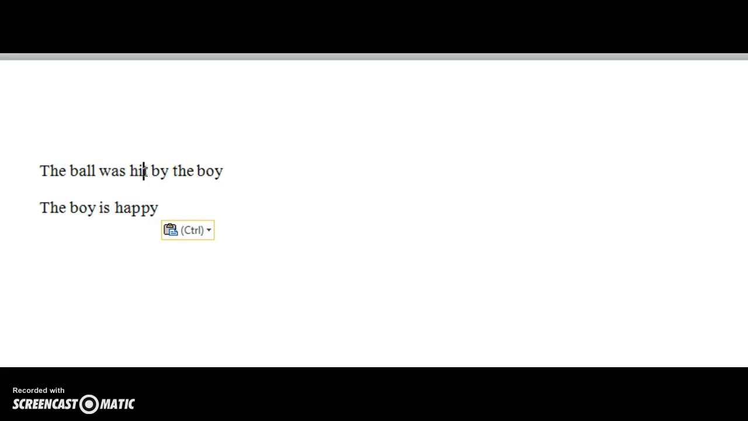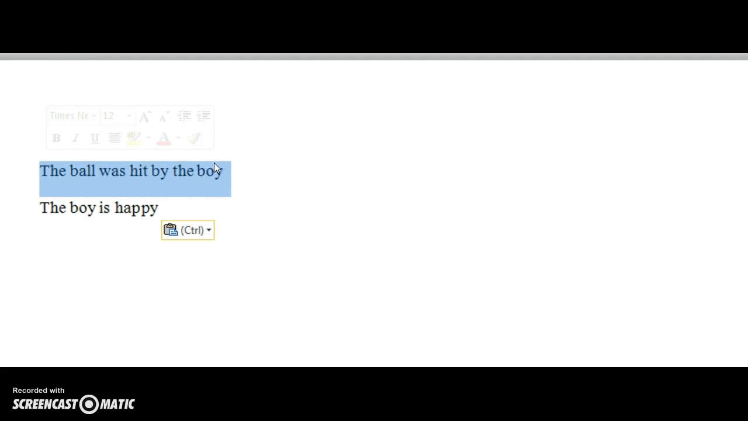And passive voice is not wrong to write in. It's not incorrect. In fact, it's preferable in certain circumstances. But in other circumstances, it can be quite indirect and can inhibit your ability to write powerfully. So in this example, the ball was hit by the boy.